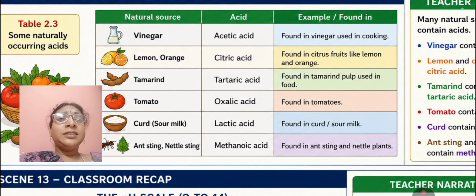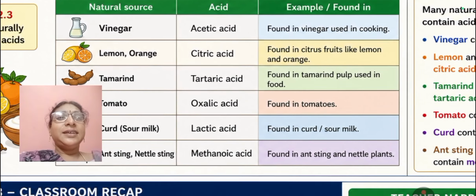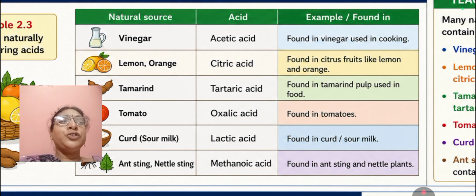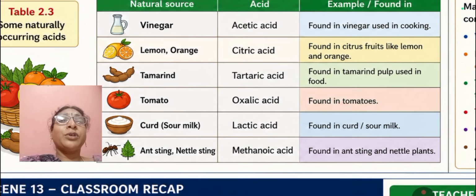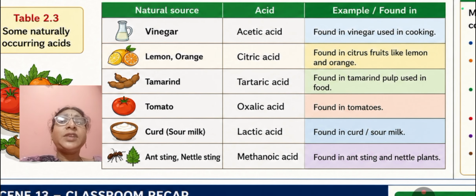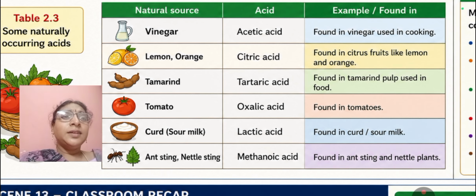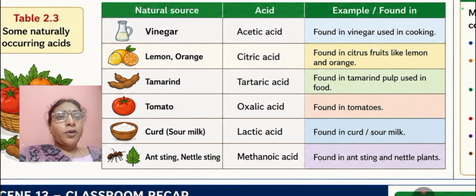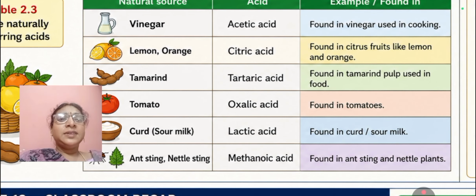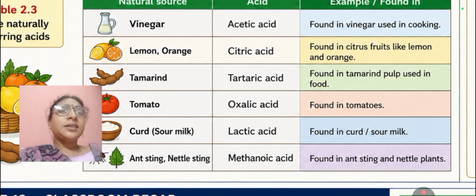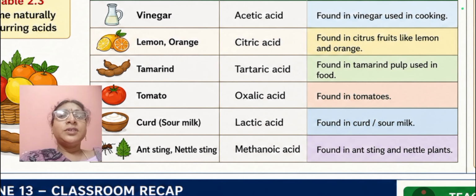Lemon and orange contain citric acid, found in citrus fruits like lemon and orange. Next, tamarind, which is also used every day in our cooking. Tamarind contains tartaric acid, found in tamarind pulp used in food. And tomato: the tomato contains oxalic acid. It is also used in our daily food.